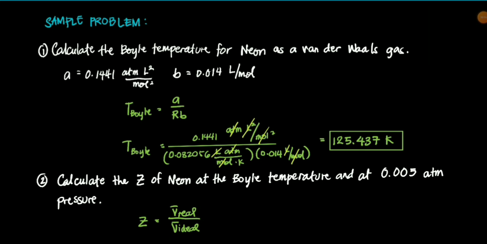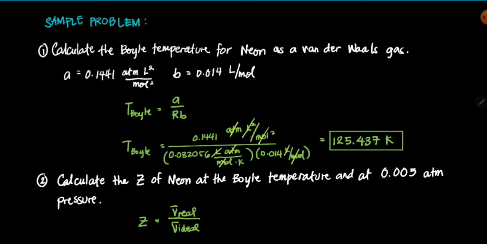Now, for our sample problem, we will calculate the Boyle temperature for neon as a Van der Waals gas. So, the Van der Waals constants of neon are given. So, yung A niya ay 0.1441 atmosphere liter squared per mole squared. Yung B ay 0.014 liters per mole. So, just substitute A and B in the Boyle temperature expression. So, this is A, 0.1441 atmospheres liter squared per mole squared. This is R, 0.082056 liter atmosphere per mole Kelvin. And B is 0.014 liters per mole.